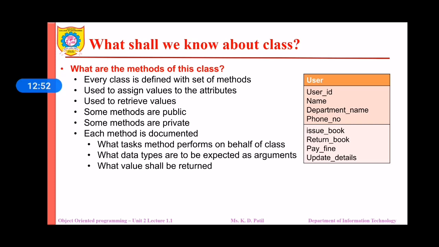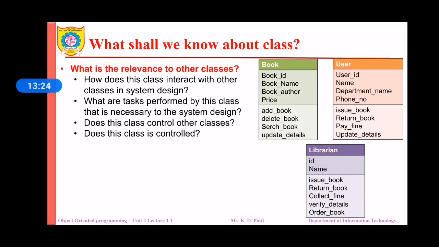Now for example, if I have issue book as a method, meaning a function, then what value should that method return? It should return that the user has issued some XYZ book. For example, the user has issued Object Oriented Programming by Balaguruswamy. So that book has been issued by the user, and that will be the return value of the method.